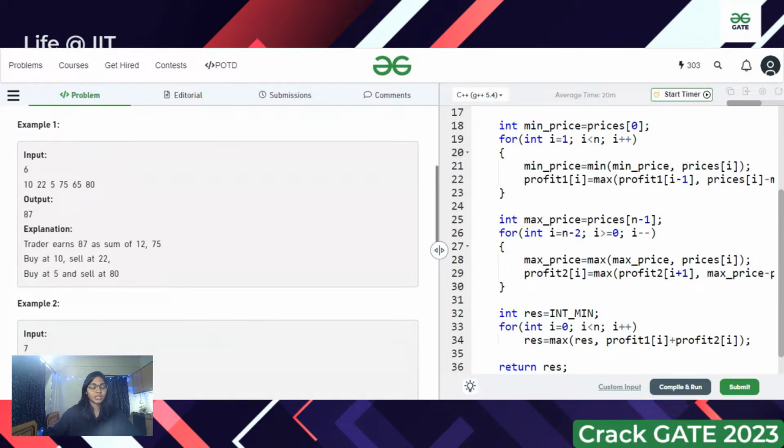Basically, this array of prices is given to you. You need to find out 2 points where you can buy and sell your stocks so that you can have the maximum profit. Let us see how we can approach this question. So the array of prices that is given to us is 10, 22, 5, 75, 65 and 80.